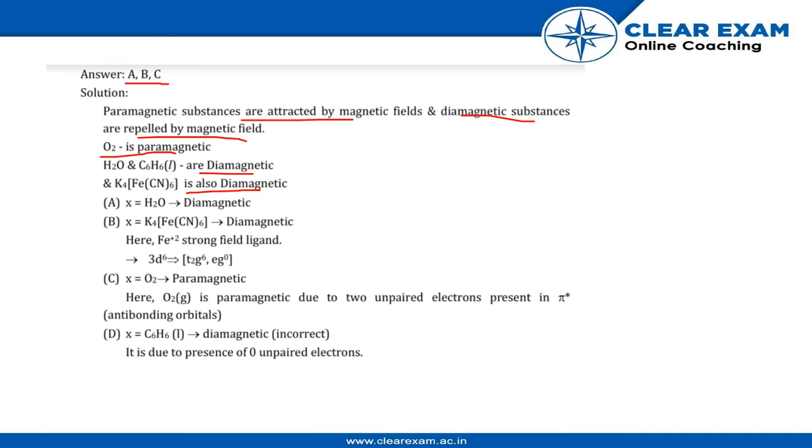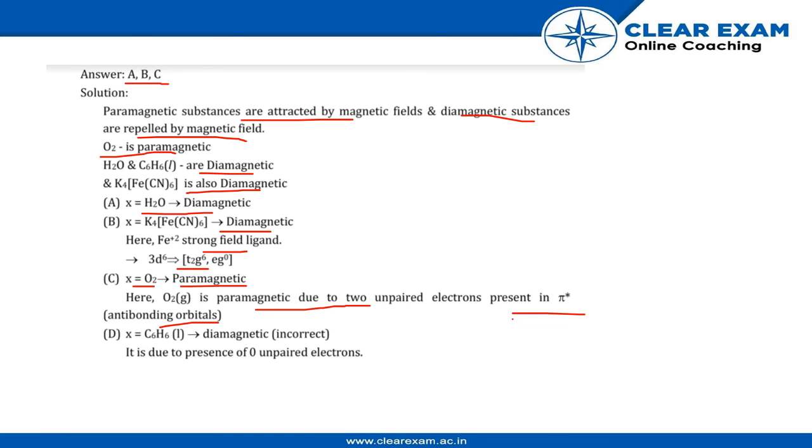X equals H2O, which is diamagnetic, and D equals K4[Fe(CN)6], which is diamagnetic. Here Fe2+ is with a strong field ligand. Therefore, t2g^6 eg^0. Now X equals O2, paramagnetic. Here O2 is paramagnetic due to two unpaired electrons present in pi star anti-bonding orbitals.